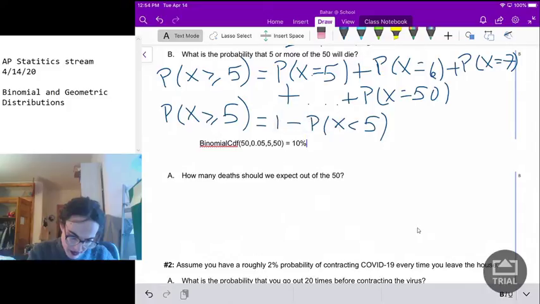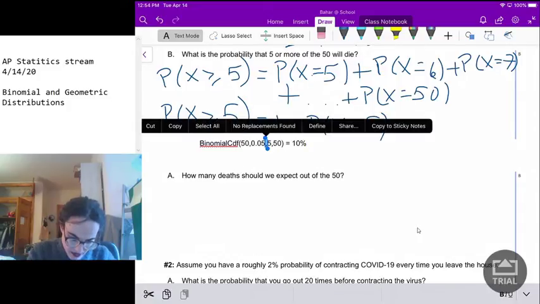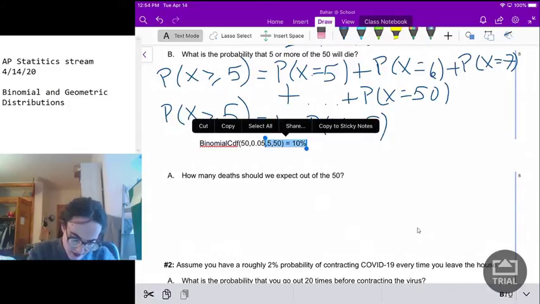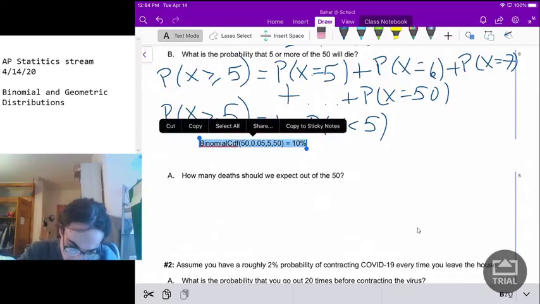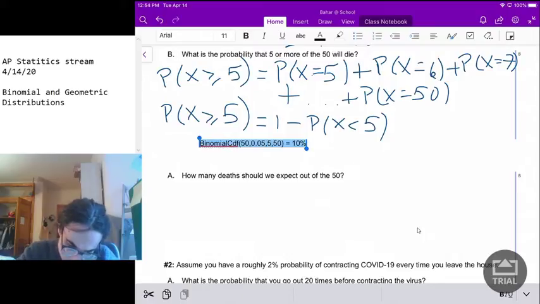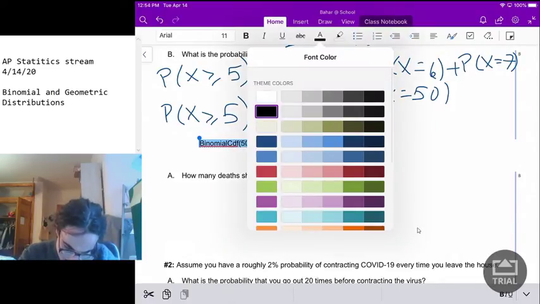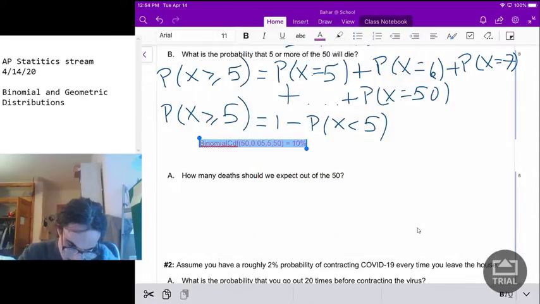Let's make this a different color because, you know, what's the point of doing stuff on the computer if we can't take advantage of it being super colorful? Let's make this a nice purple because I like purple.